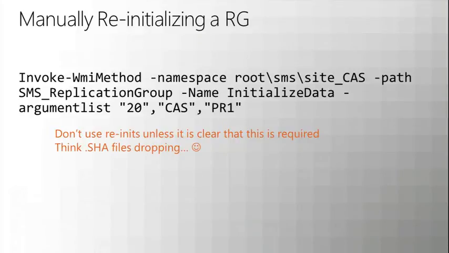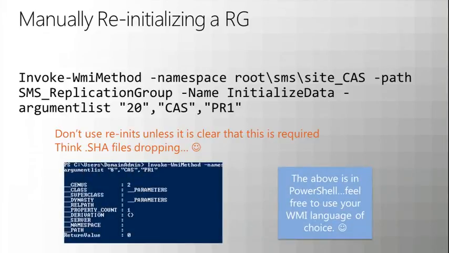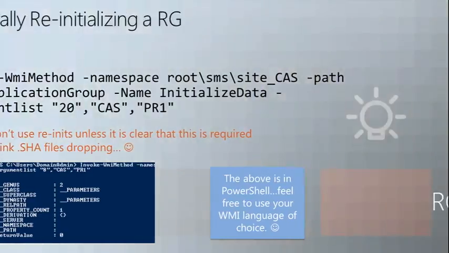Manually reinitializing a replication group. You can go out and you can call a method and reinitialize the data and cause that data. Don't use it on a day-to-day basis to make things happen faster or something like that. I don't know. It's in there as a troubleshooting process. RLA will do that for you. I just wanted to include it there for complete coverage. And again, think of it like dropping a SHA file in CM07. Yep, that's in PowerShell, that little commandlet. You can use whatever you want, whether it's VB script or you can write a C++ app if you really are into that sort of thing.